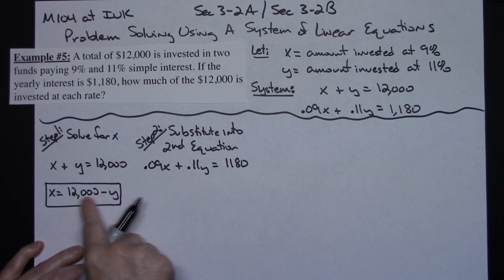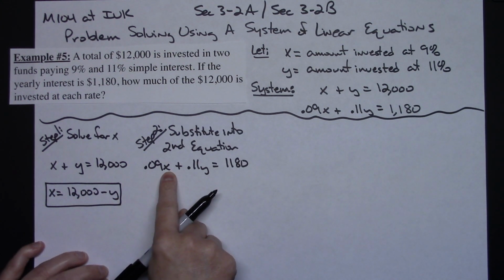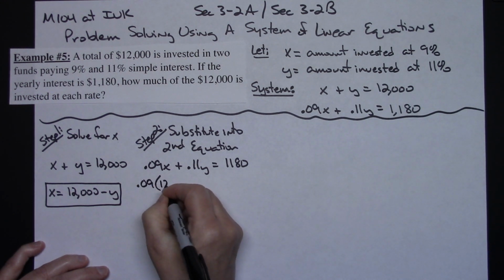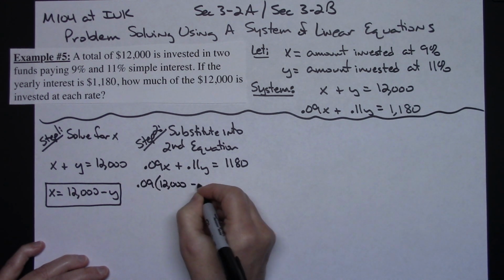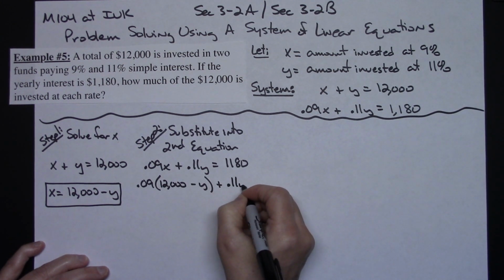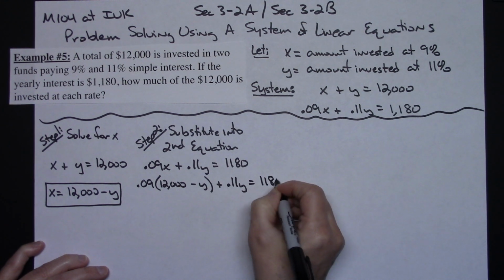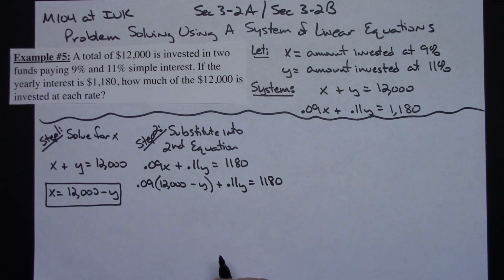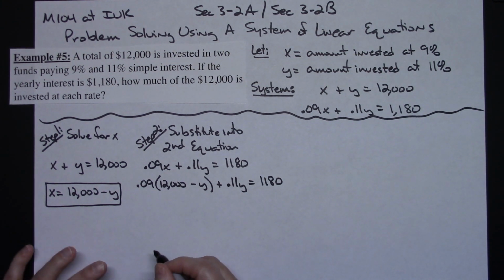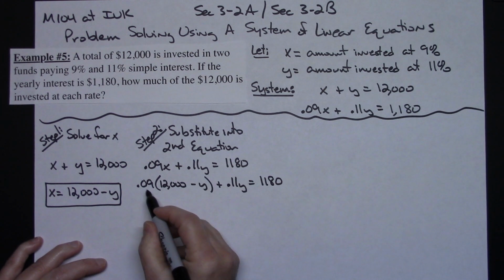Now I'm going to take this value and plug it in for x. So I'm going to have 0.09 times 12,000 minus y, plus 0.11y is equal to 1180. Hopefully, as you can see right now, I have an equation completely in terms of y. This is going to allow me to solve for y. So this is just a little bit of algebra at this point.